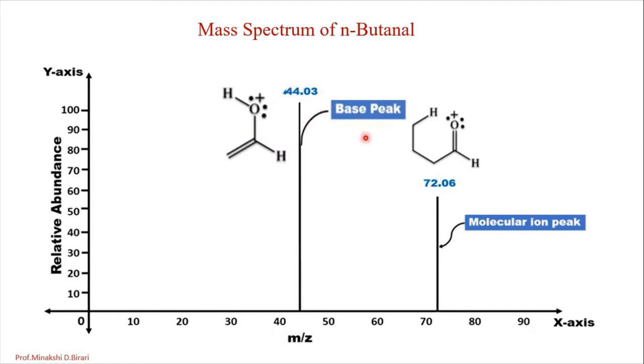We know that the base peak is the most abundant peak observed. So that will be the mass spectrum of n-butanol. The base peak can be observed at an m/z ratio of 44.03 due to the formation of such a type of ion, and the molecular ion peak can be observed due to the formation of such a type of structure at a mass to charge ratio of 72.06. So it is the interpretation of the mass spectrum of n-butanol.